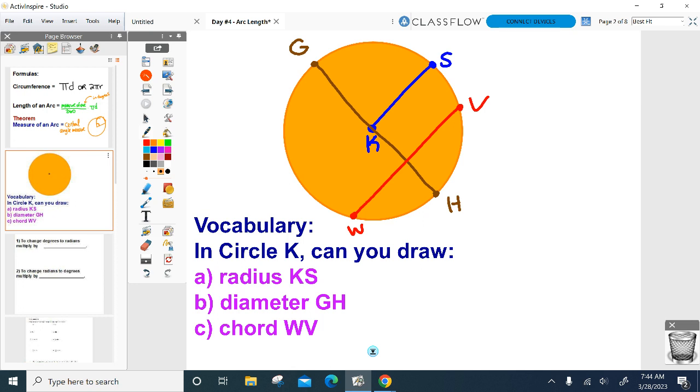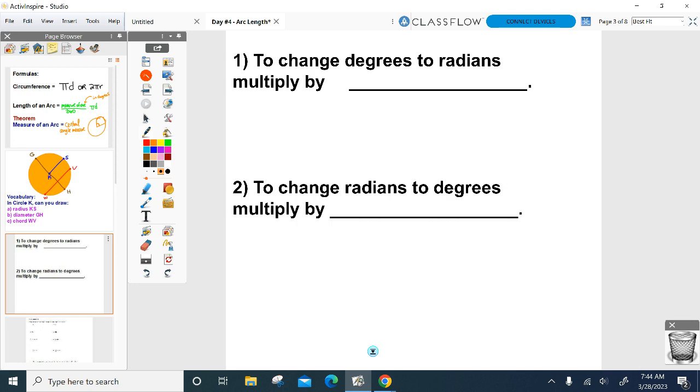Anything on the vocab yet? Last piece. Yesterday, how do I go from degrees to radians, radians to degrees? If you have to look on your formula sheet, that's fine too. You'll get the formula sheet. Remember, on Thursday's quiz, I will give you that sheet.